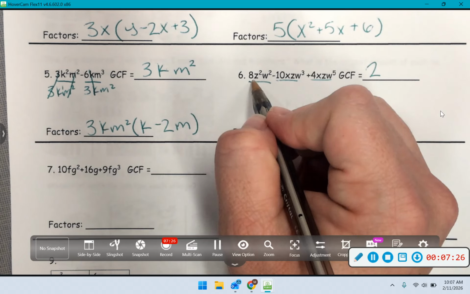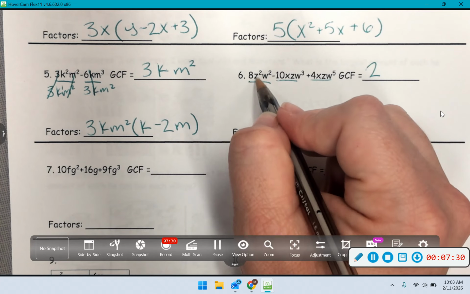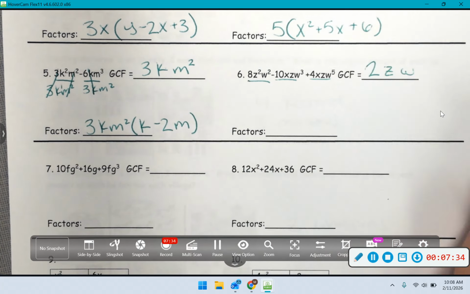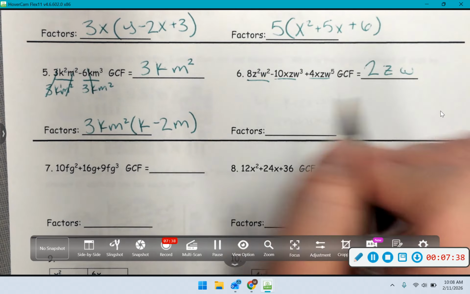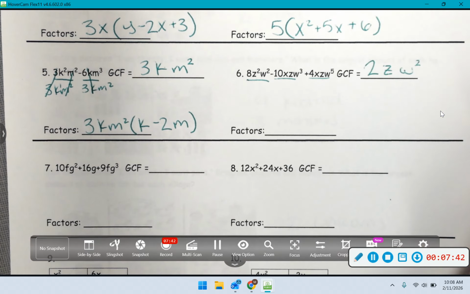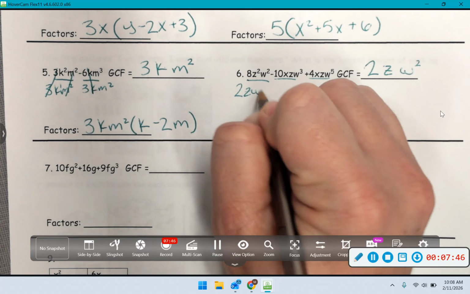So I have z w, x z w, x z w. Well, I can't take an x because this one doesn't have it. But I can take a z and a w from everything, but I have to figure out how many. So this has 2, 1, 1, so I can only take 1 z. It says 2, 3, 5, so I can take 2 w's. So I'm going to divide by 2zw squared.